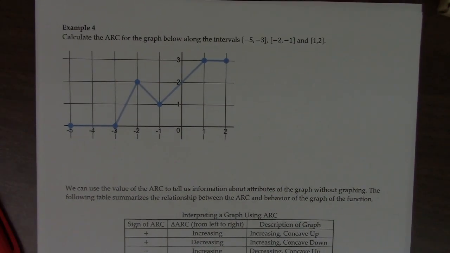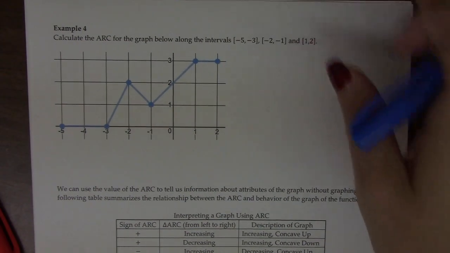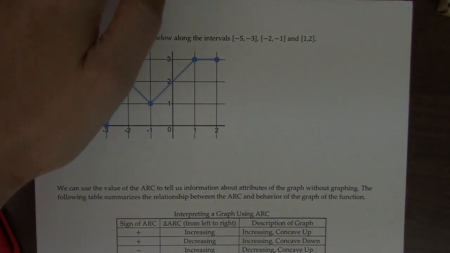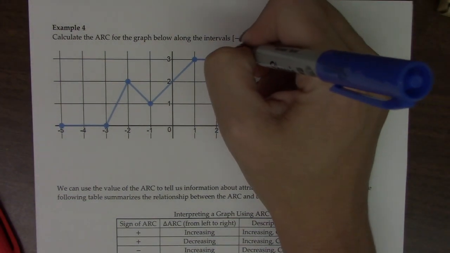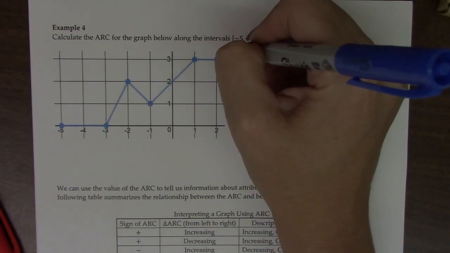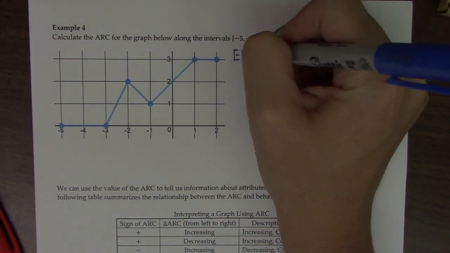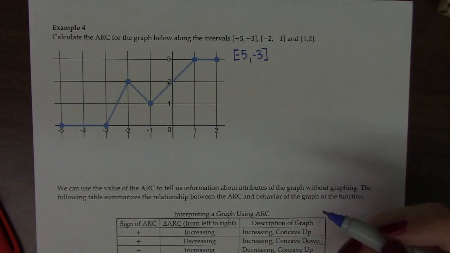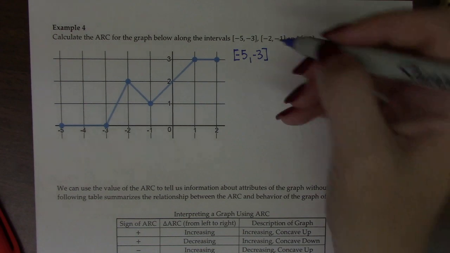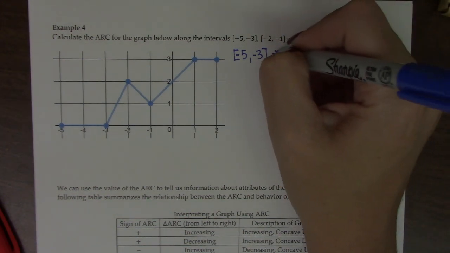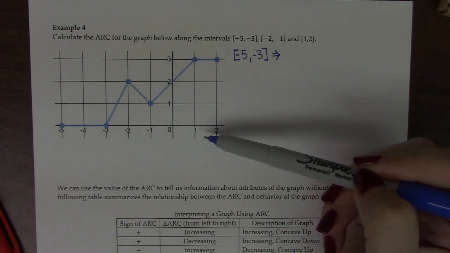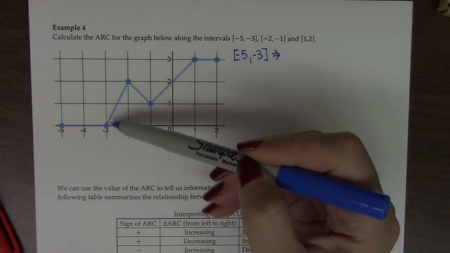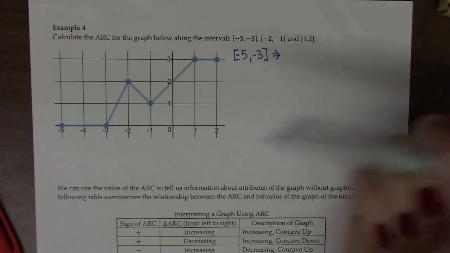of how we calculate the ARC. So we want to calculate the average rate of change for the following graph along these intervals. So first, let's look at -5 to -3. So first I need to figure out what f of -3 is. So on my graph, I'm going to come over here. Here's -3, and the y value is at 0.